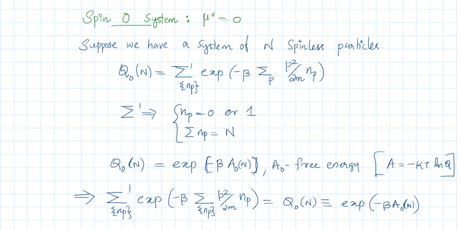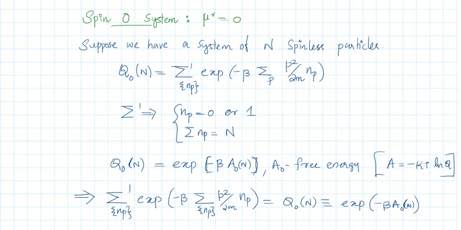And for denoting that spinless system, we have to add a suffix 0. Q0 of N represents the partition function of N spinless particles. And again the primed summation means n_p is either 0 or 1. Again we are treating the system as a Fermi system, so the number of particles in a particular state can be either 0 or 1. Also if you sum over all the n_p values, you should get total N.